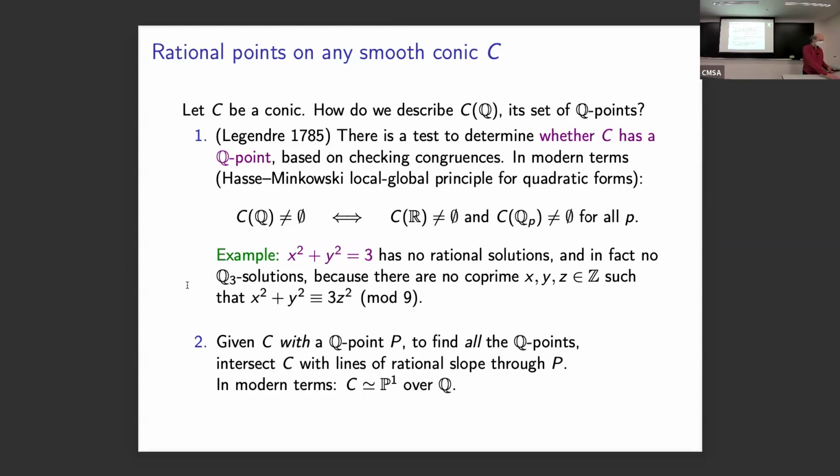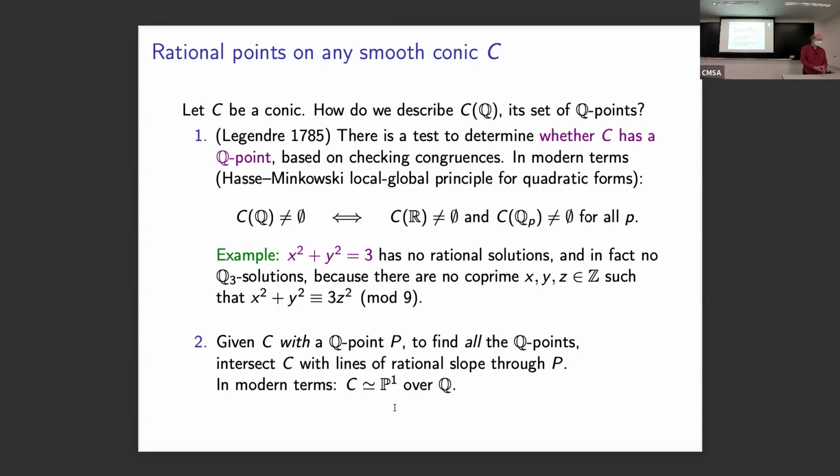So this algorithm is two steps. First you check whether there's a rational point. If there are no rational points, then you're done. And if there is a rational point, then you can do what I was doing on the previous slide. You can start with that one point and draw lines through it of rational slope to parameterize all the other ones. In modern terms, the fact that this works is the fact that, in algebraic geometry terms, any smooth conic with a rational point is isomorphic to the projective line over Q.